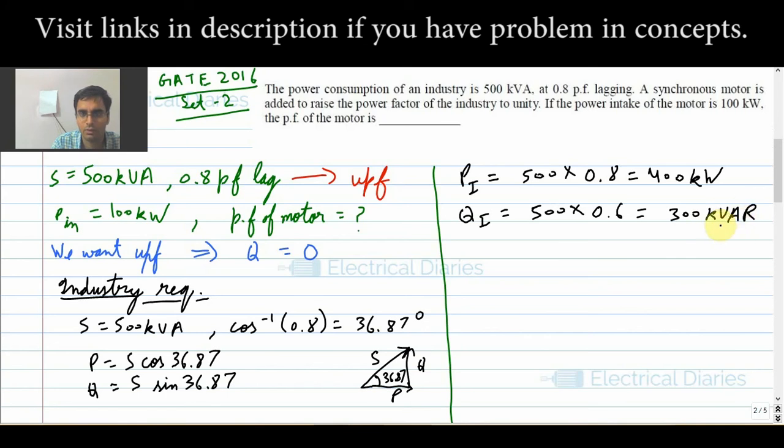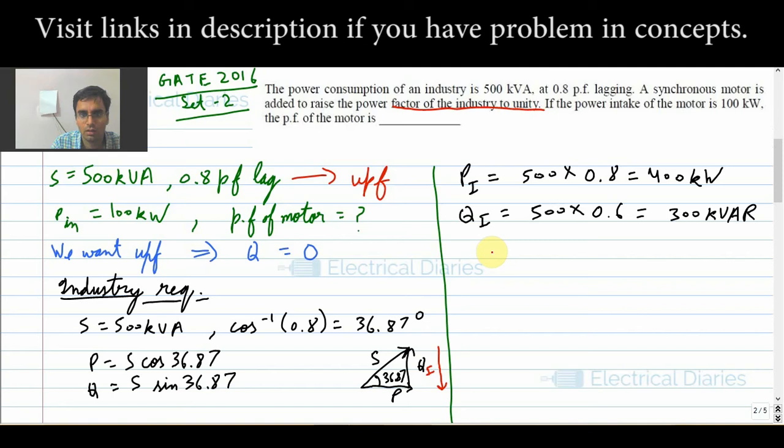Okay, so this is the requirement. Now your synchronous motor should provide this much Q. The synchronous motor will provide it, so these Q will cancel out and there will only be P requirement for the industry. That is how you will make the power factor of the industry unity. So that is the concept to be used here.